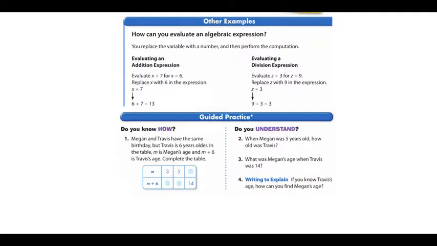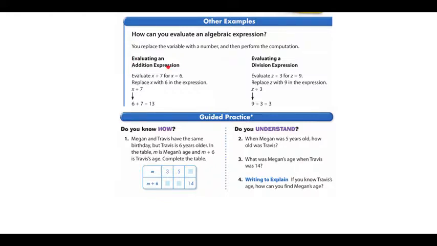Let's take what you just learned and read this part of your book, which is on page 148 as well, below where it says other examples. It says, how can you evaluate an algebraic expression? Well, what do they mean by evaluate in this case? They mean to simplify. How can we actually put numbers in the place of the variables to answer the expression? Okay, and it says that right here. Perform the computation after we replace the variable with the number.